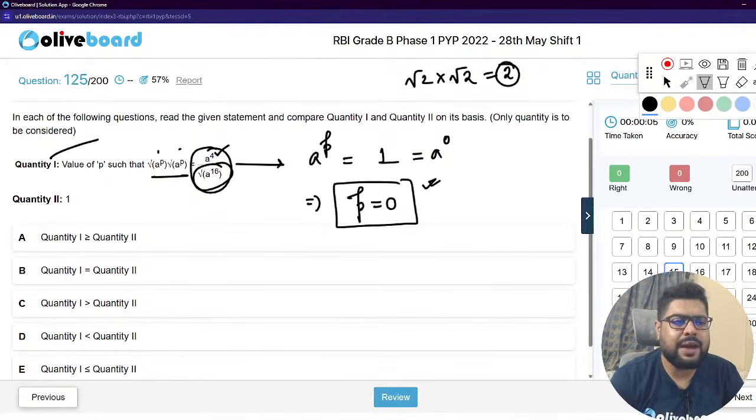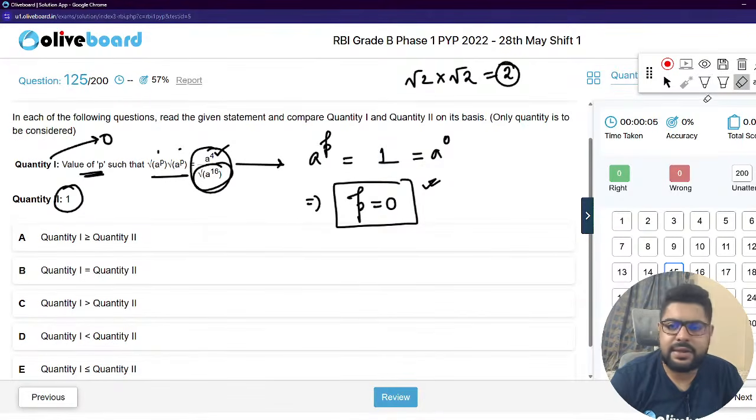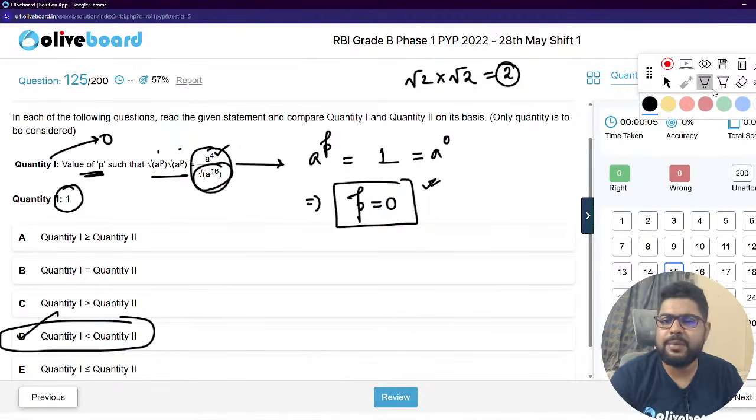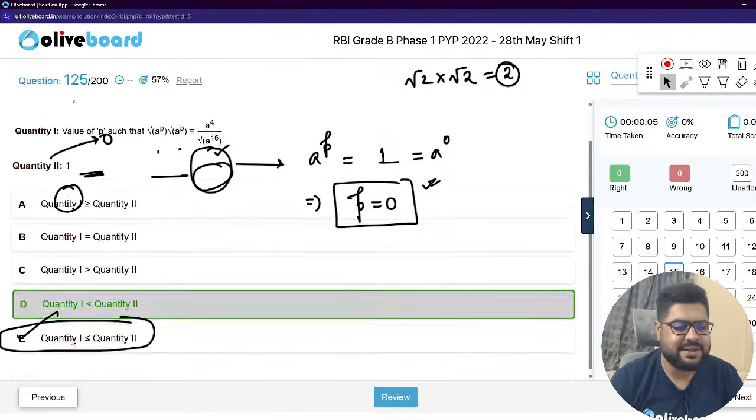So quantity 1, the value of p is 0. Quantity 2 is 1. So definitely 2 is greater than 1. Sorry, not this one. Equal is not needed, sir. So option D will be your answer. Option D most definitely will be your answer.